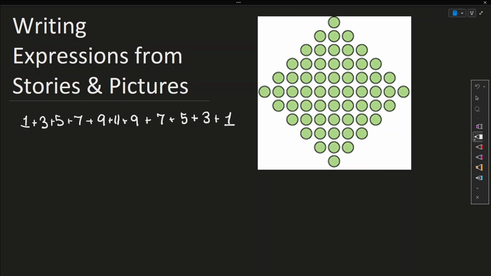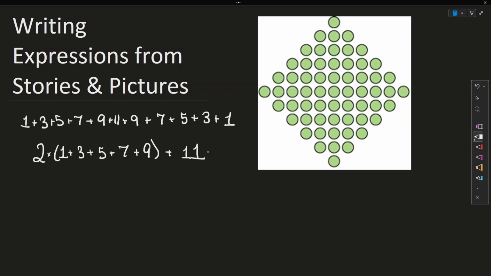Another way we could do this is to notice symmetry. The design grows up to 11 and then shrinks back down. So we could say that there are 2 rows that are each 1, 3, 5, 7, and 9, plus 1 extra row that's 11. We have 2 copies of the smaller odd number rows, plus the middle row of 11.